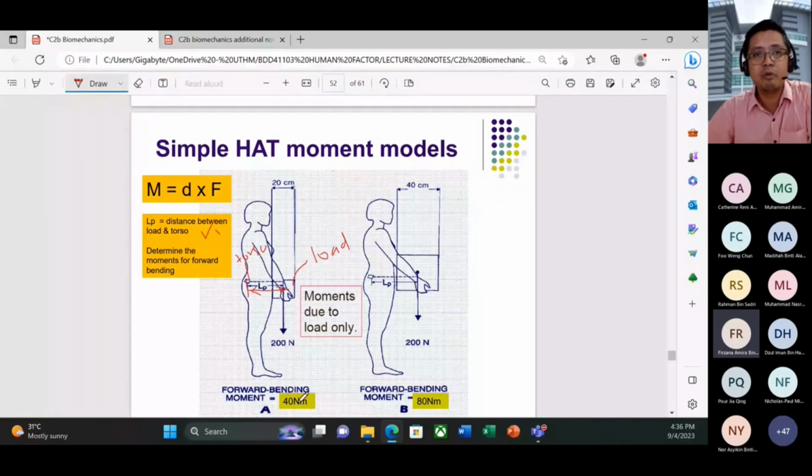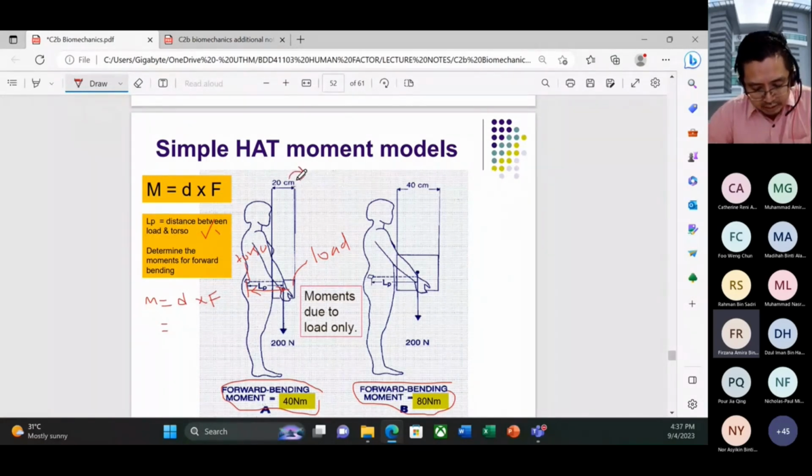This is the answer, forward moment bending. They give you the answer also. So how do we calculate the moment? Apply this formula: moment, okay. First, moment is distance times the force. So the distance, we will say it is 20 cm. Please convert 20 cm to meters. If we convert to meters, we get 0.2 meter.